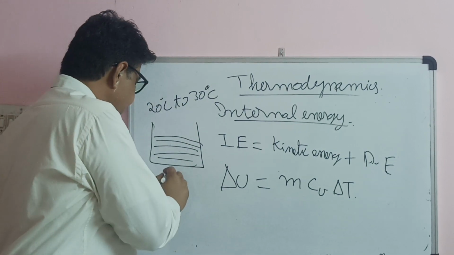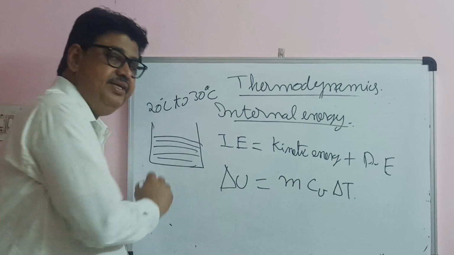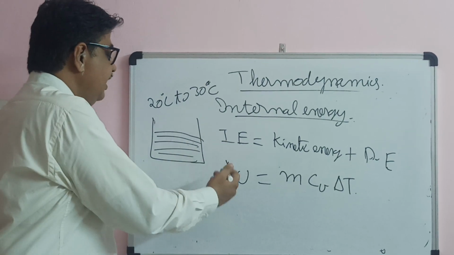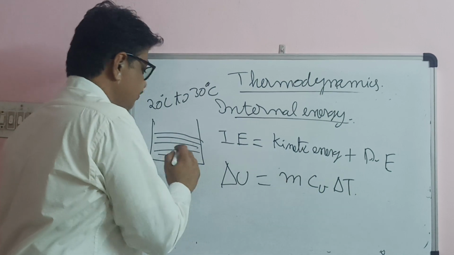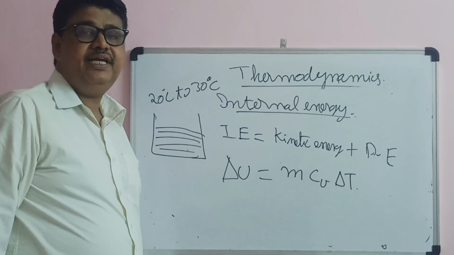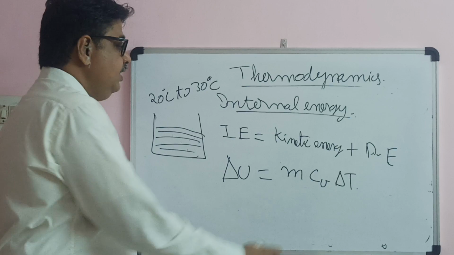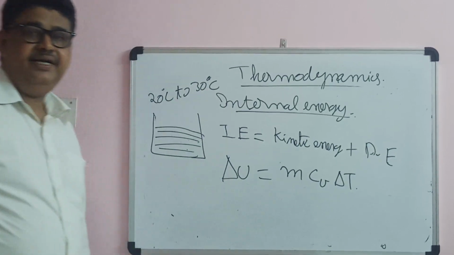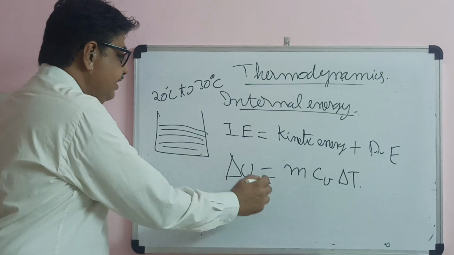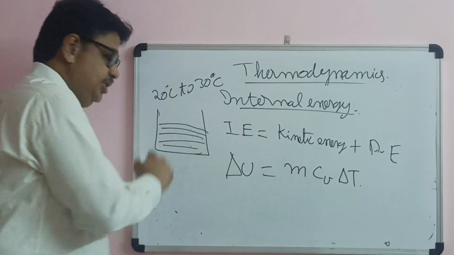Therefore, if the water is heated, the increase in internal energy is given by the formula m Cv delta T, where m is the mass of water, Cv is the specific heat capacity of water at constant volume, and delta T is the rise in temperature, which is 30 minus 20, 10 degrees centigrade. So this is the increase in internal energy if the water is heated.